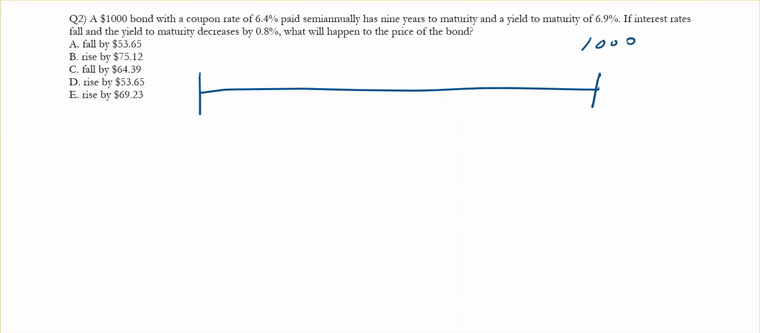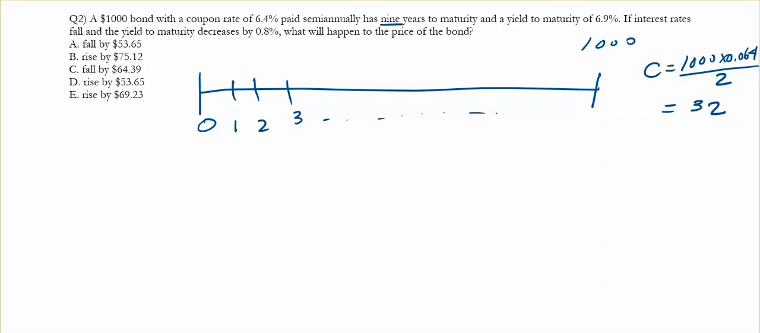At maturity. The coupon rate is 6.4%, and it's semi-annual. So I'd split it in two because it's semi-annual. It has a 9-year maturity. Because it's semi-annual, we will have 18 periods. At each period, $32 is paid as a coupon. And remember, the $1,000 is also paid at maturity.